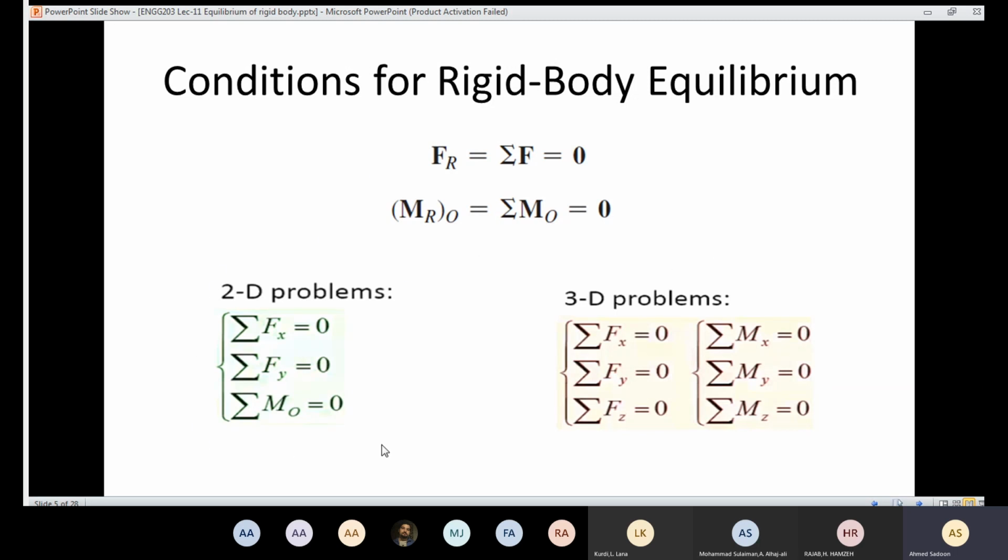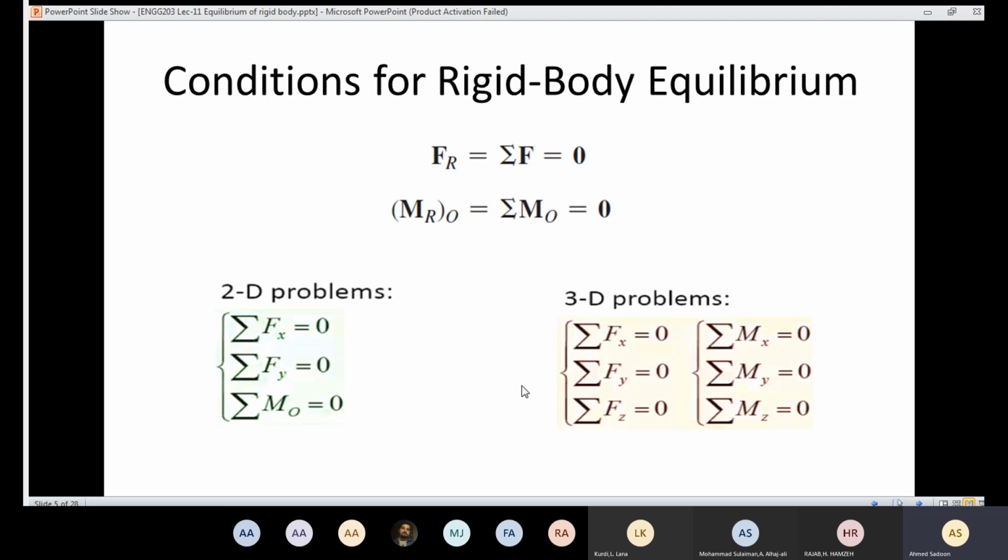If I'm going to deal with 2D problems, those equations here are going to break down into the summation of the forces in X should equal 0, the summation of the forces in Y should equal 0, and the summation of the moments about any point should equal 0. So if you are going to deal with 2D problems, I'm going to use these three equations.